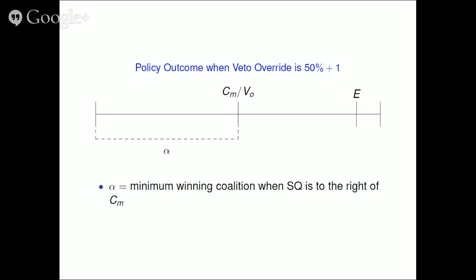If we return to the 50% plus one veto override requirement, again, the governor can propose whatever they want. The chamber median, however, can pass whatever they want. That is, budgetary policy will be proposed at E. The budget that's eventually passed will be at the chamber median. Why? Because that's the veto override pivot. They don't need anybody else. They'll simply pass that policy. You'll notice there's a large distance between those two points.